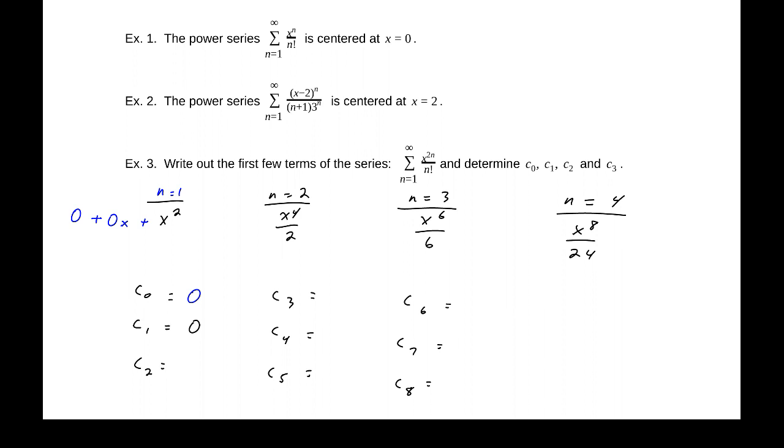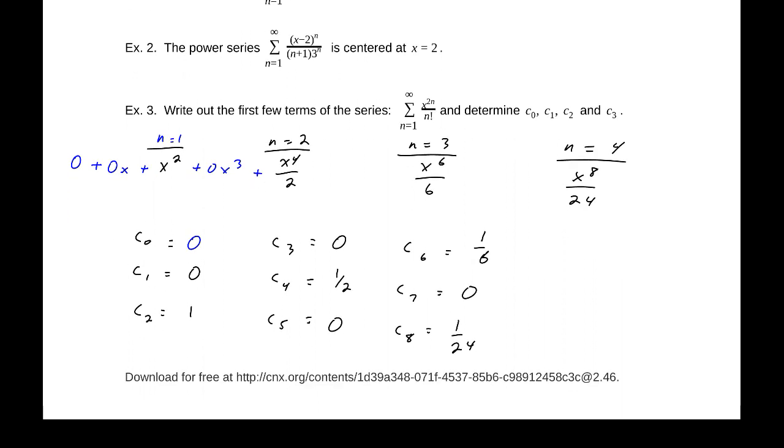Our x squared term has a coefficient of 1. There is no cubed term, so we have a 0 for C3. C4 is 1/2. C5 is 0. C6 is 1/6. C7 is 0, and C8 is 1/24. That will really come up. This idea of recognizing the coefficients will be very important once we start looking at Taylor and Maclaurin series. So this is worth noting.